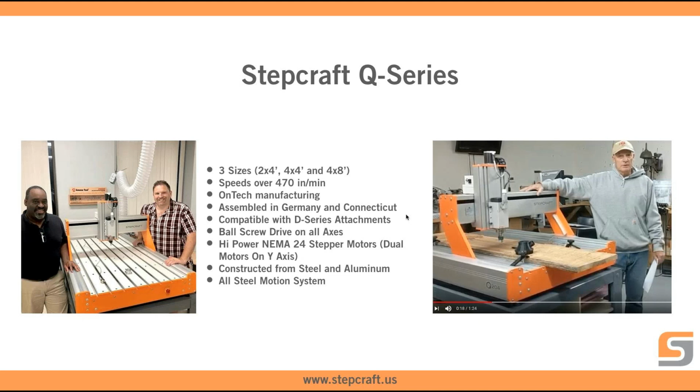If I didn't have a person in the picture, and Bill and I are not small guys, but if I didn't have us in the picture, the machine looks very similar to our desktop machines, and so they're often confused. But that's the smallest. That's the 2x4. So these machines will do 470 inches a minute. They're very fast.